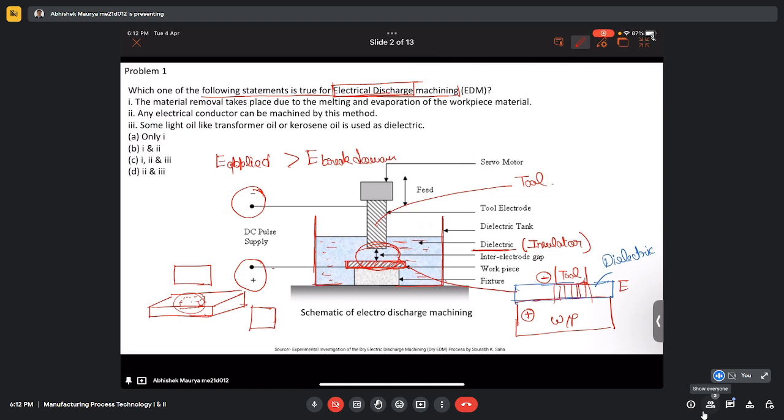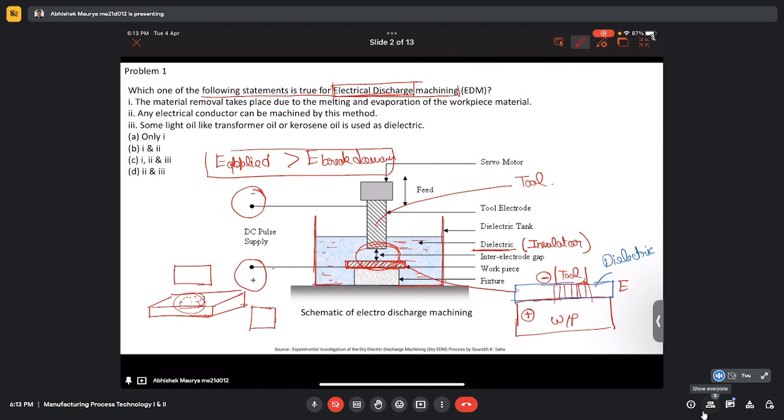Then only discharge will take place. So if I go into the mechanism a little bit deeper in the next problem, right now I am skipping that part. Just remember, because of this electric field, when this condition is reached, then dielectric breakdown will happen and formation of spark will take place.